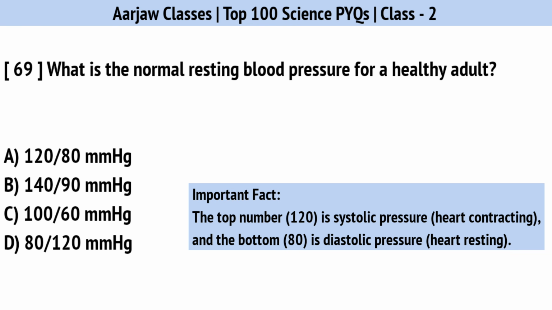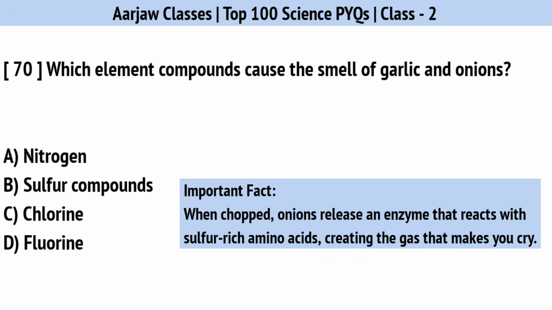What is the normal resting blood pressure for a healthy adult? Correct option is A. 120/80 mmHg. Which element compounds cause the smell of garlic and onions? Correct option is B. Sulfur compounds.